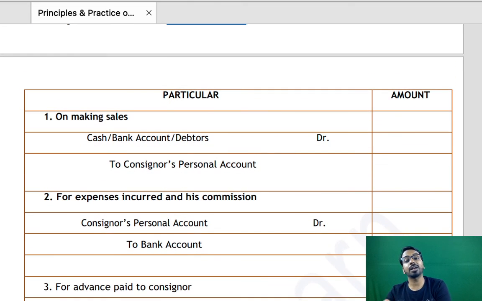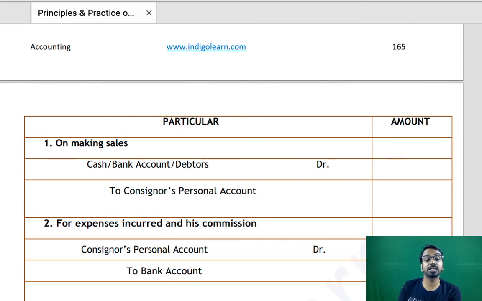The accounting for the consignee is much simpler, right? Whenever sales are made, whenever money is received, please note this money is not for the sales made by the consignee. Now we are talking about the consignee's entry. The sales or the cash which is received, which you will debit because you have received the money, you will credit the consignor's account because the amount has to be paid to the consignor. For expenses incurred and commission, you will debit the consignor's account and you will credit the bank account for expenses and you will credit the income account for commission.